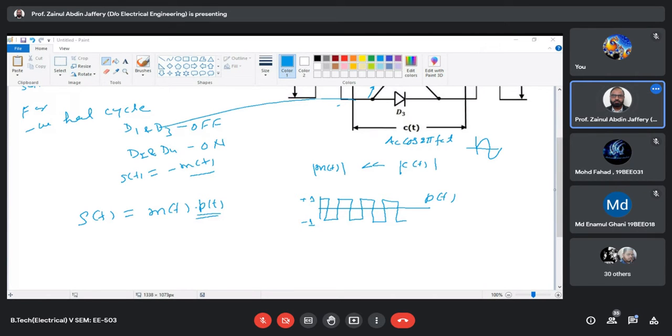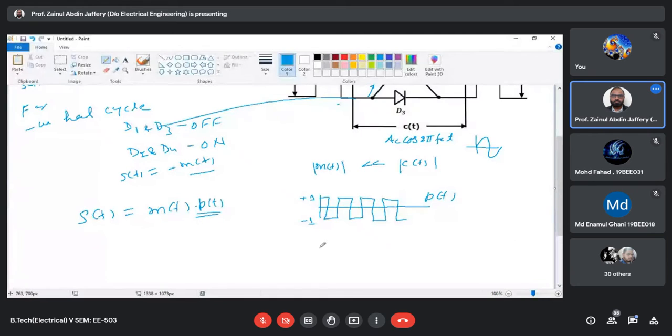So write this as, so this is the Fourier series representation of the pulse wave.